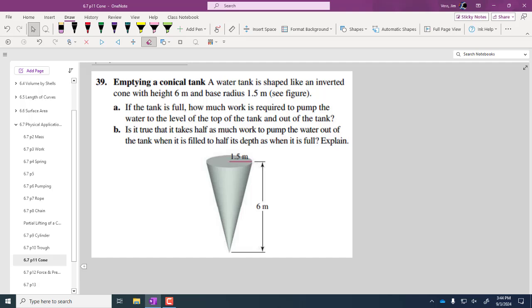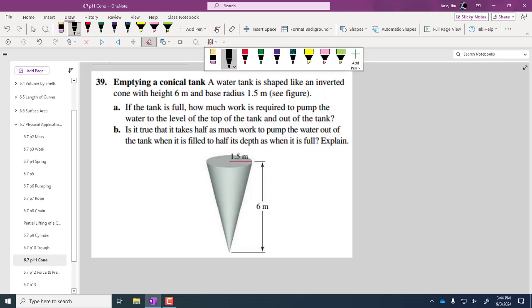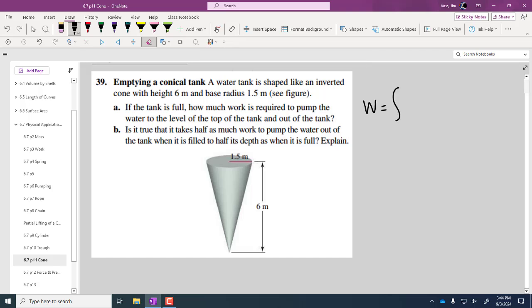So now we've got this water tank shaped like an inverted cone, 6 meters high, 1.5 meters in radius. And we're going to pump it out of the tank. How much work does it take? Okay, so once again, we're in the scenario where we're finding work. So work is going to be the integral of acceleration times density times distance times volume. And the first bits of this are pretty similar, right?